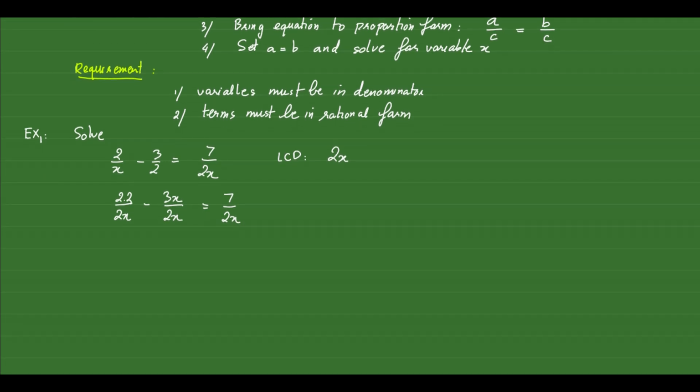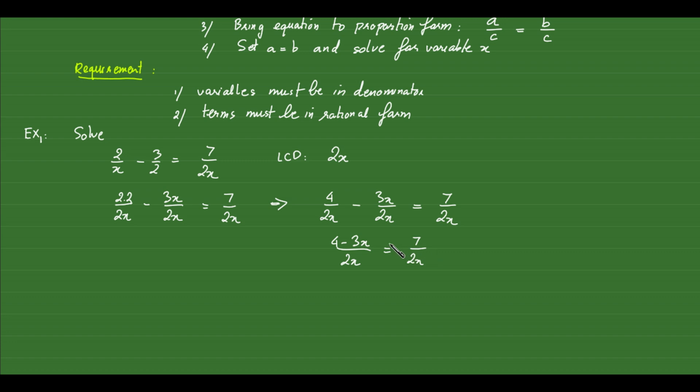Alright, so after you find the LCD, multiply them. So this implies 2 times 2 is 4 over 2x, minus 3x over 2x, equals 7 over 2x. And now what we see is that these two fractions have the same denominator, so we can combine them over 2x. We just successfully converted it into proportion form with the denominators the same. And now we just need to set the numerators A and B.